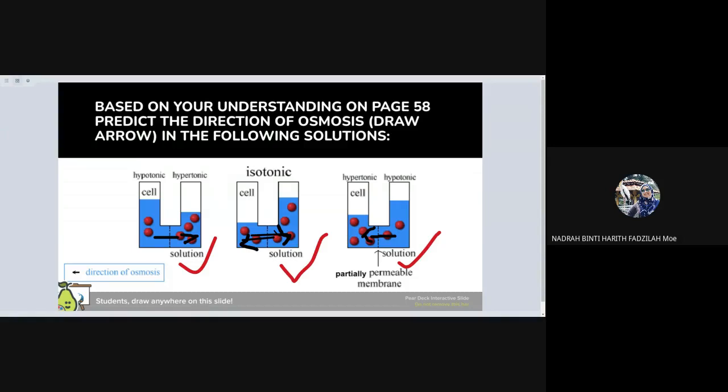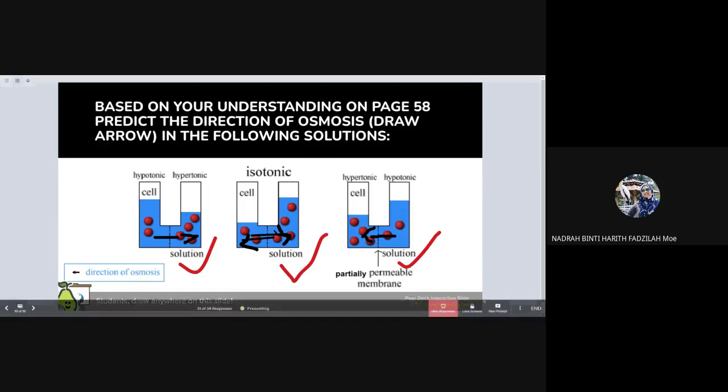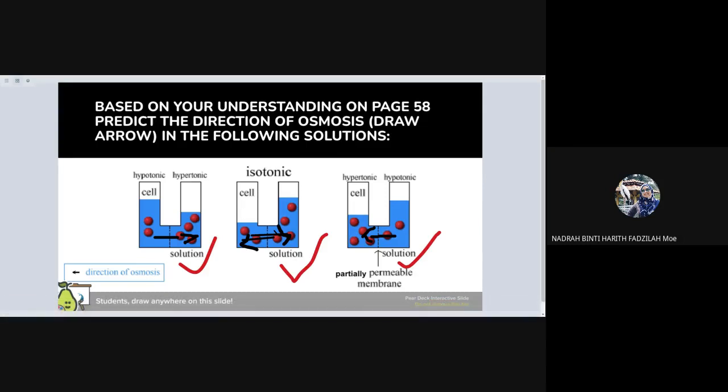Okay, and then number four, I also want you to identify the movement of water molecules is from solution that has high water potential, has a lot of water molecules, to the solution that has low water potential or low number of water molecules seperti yang saya tunjuk dalam Google Meet. So ini adalah representation dalam makmal. What happens, apa yang berlaku bila kita apply pada badan kita.